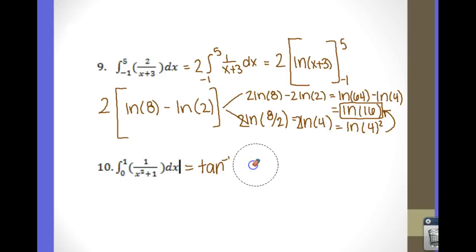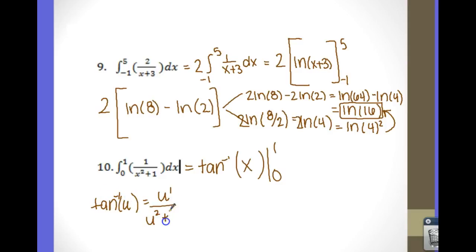I was just writing. Remember, it's the inverse tan of x. This is the original x. There's no u prime. Remember, it's 1 over u squared plus 1 and then times u prime. Well, in this case, u prime is 1, which means u is x. So u has to be x in this case.